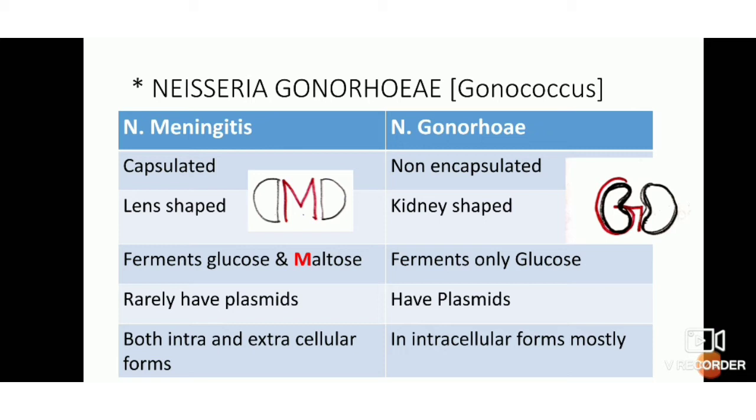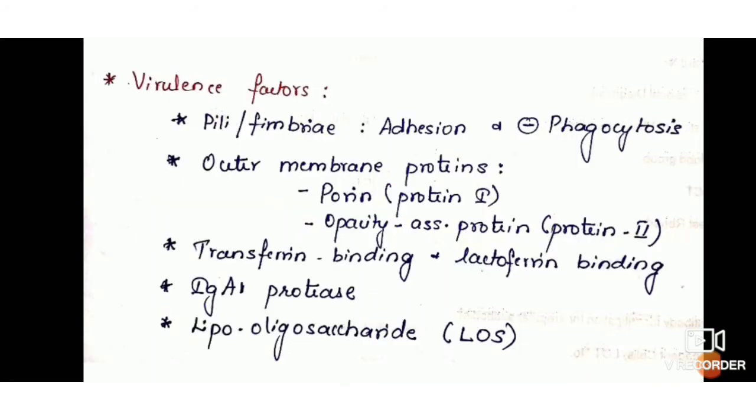So, kidney shaped. And meningitidis ferments glucose and maltose, M for M, maltose fermenting is meningitidis, and gonorrhoeae ferments only glucose, G for G only. Meningitidis rarely has plasmids, and gonorrhoeae has plasmids which are responsible for the drug resistance genes. Meningitidis occurs in both intra and extracellular forms, whereas gonorrhoeae occurs only as intracellular forms.